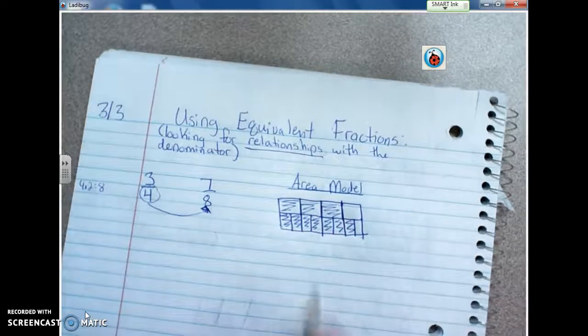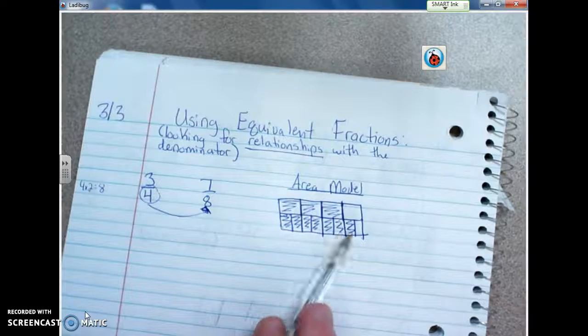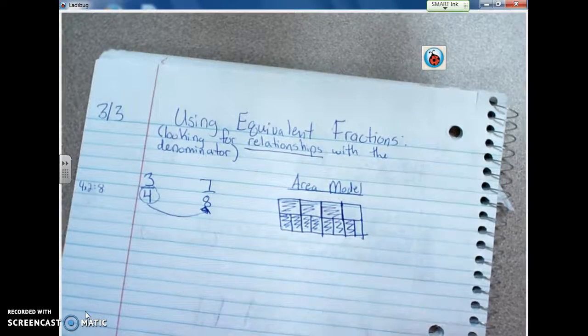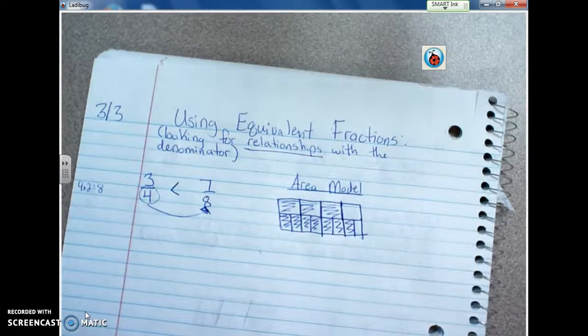And I can see, here's my 3/4. Here's that line for 3/4. I can see 7/8 is greater, so I'm going to say 3/4 is less than 7/8.